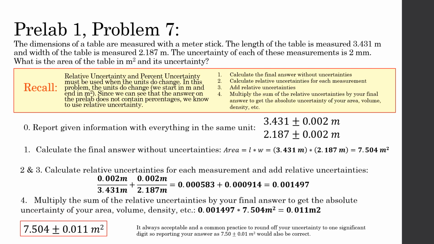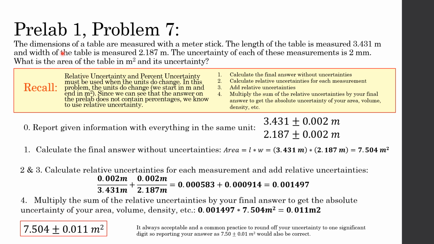All right, pre-lab practice problem number 7. The dimensions of a table are measured with a meter stick. The length of the table is measured as 3.431 meters, and the width of the table is measured as 2.187 meters. The uncertainty of each of these measurements is 2 millimeters. What is the area of the table in meters squared and its uncertainty? So in this case, we know that we're going to need to either use relative uncertainty or percent uncertainty.